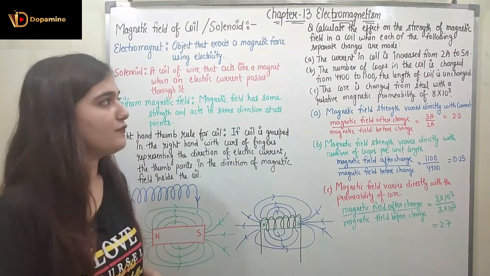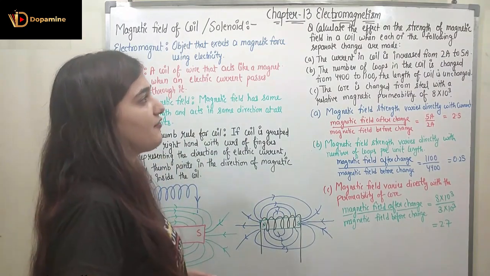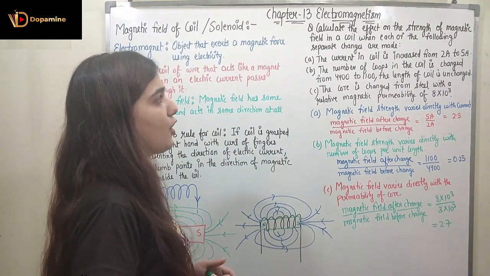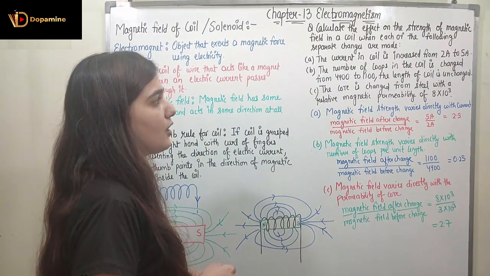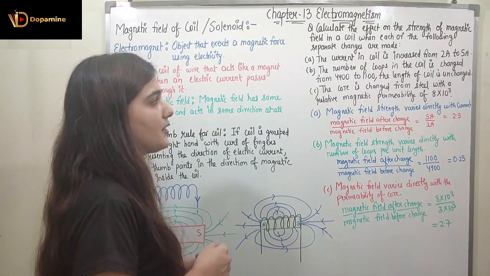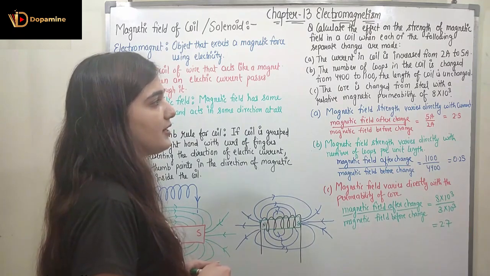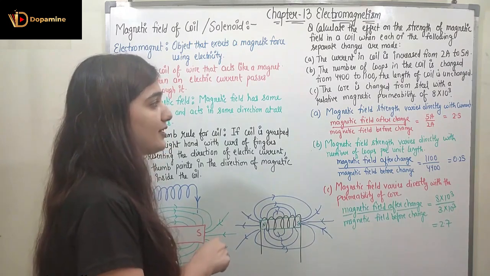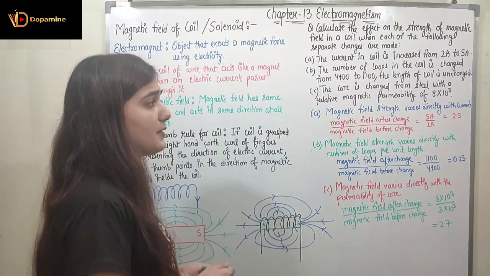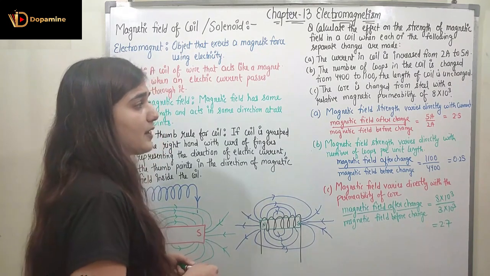Now coming to the problem for the day. It states: calculate the effect on the strength of the magnetic field in a coil when each of the following separate changes is made. First, the current in the coil is increased from 2 ampere to 5 ampere. Second, the number of loops in the coil is changed from 4400 to 1100, and the length remains unchanged. Third, the core is changed from steel with a relative magnetic permeability of 8 × 10^3.